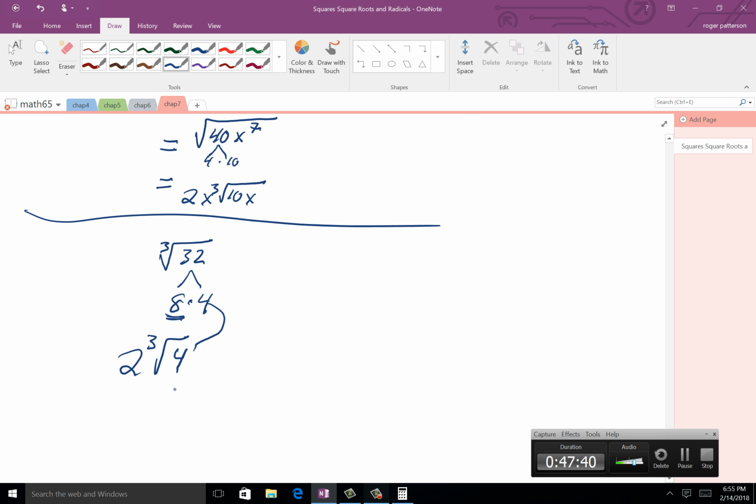Okay, can't take cube root of 4 because it is a cube root, not a square root. Alright? So that's how those work. Same idea, just a different root. Alright, same idea.